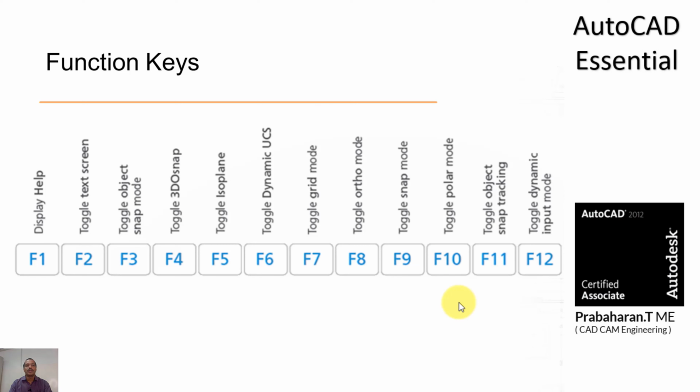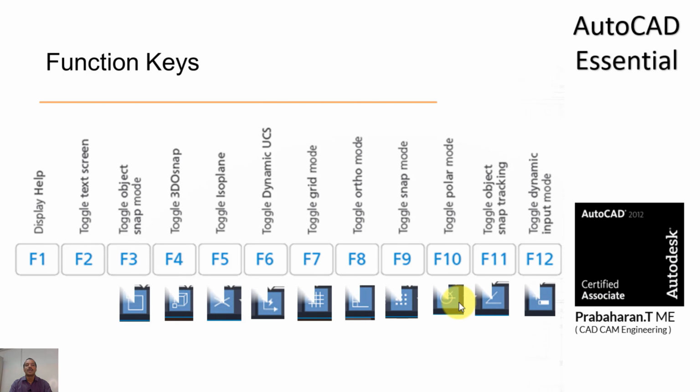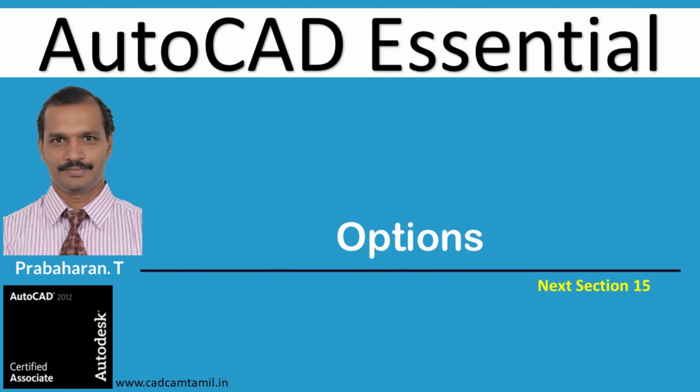Right. Finally, we come to the end of the function keys F1 to F12. We have seen every function key, how it is going to help and in what way it is going to control our screen and make our drawing ability more flexible and easy for us. This is the end of our session number 14 about the function keys. Next, we are going to discuss the command options. There we are going to set up our AutoCAD screen, and we will study some more additional settings of our AutoCAD screen. Okay. Thank you.